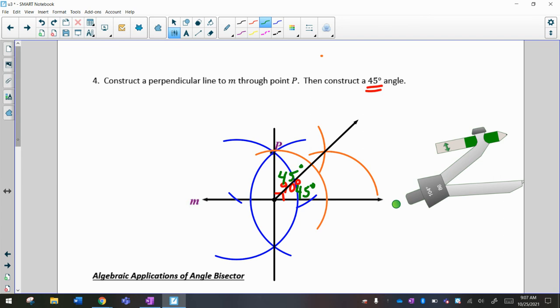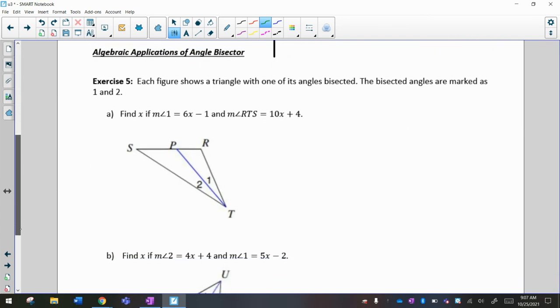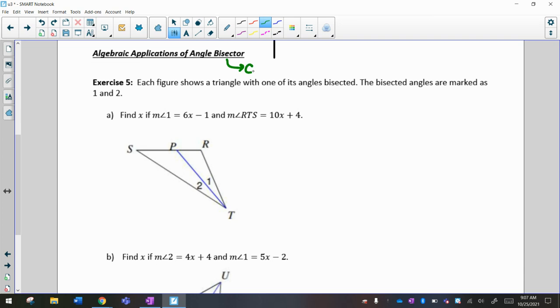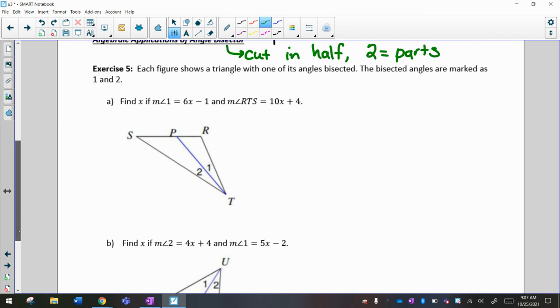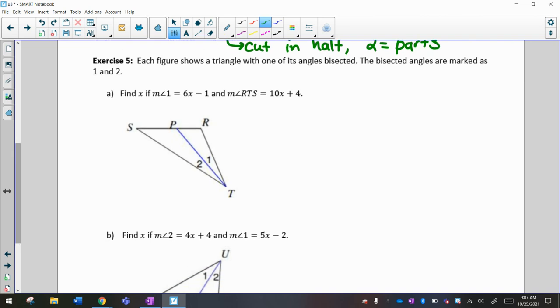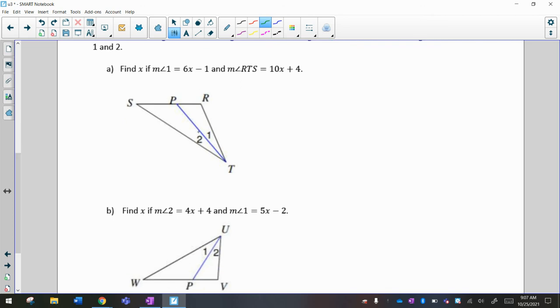Now, the last stuff we're doing, we don't need a compass for at all. Just make sure that you know that bisect means cut in half, and also means that you get two equal parts. So now we can just do some of this with the numbers and say each figure shows a triangle with one of its angles bisected. The bisecting angles are marked as 1 and 2. All right, fine. So if 1 and 2 were bisected angles, that means 1 has to equal 2. Those little single arcs I drew mean that they are congruent.